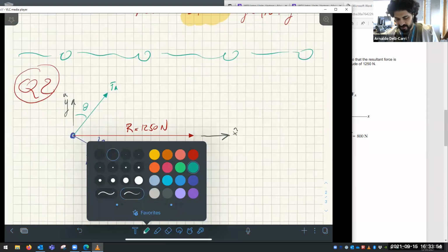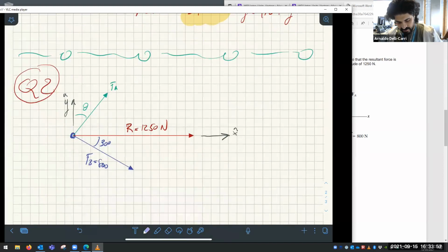The components of FB are, of course, let's say this one and this one. This is FBY. This is FBX. And as you can see, FBX is positive and FBY is negative. And then we don't split FA because we don't know it, but we can still call it FAX, the horizontal component, and FAY, the vertical component.